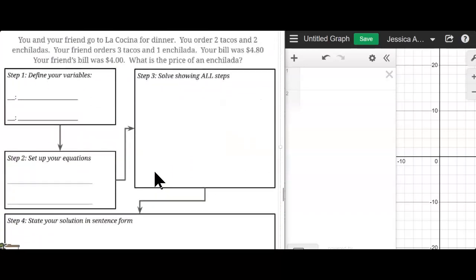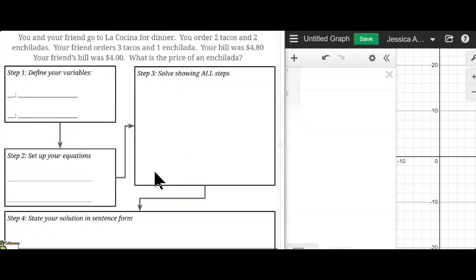Looking at this first type, you and your friend go to La Cocina for dinner. You order 2 tacos and 2 enchiladas, and your friend orders 3 tacos and 1 enchilada. Your bill was $4.80. Your friend's bill was $4. What is the price of an enchilada?